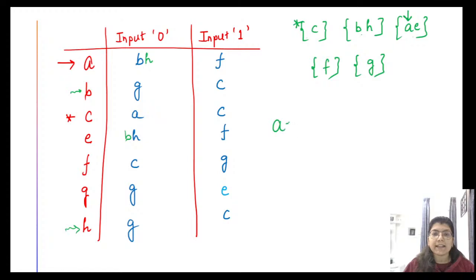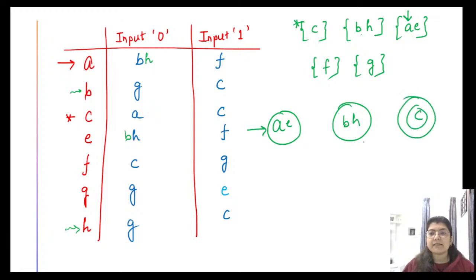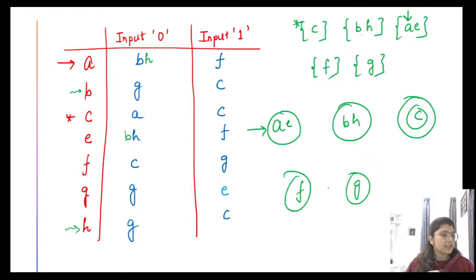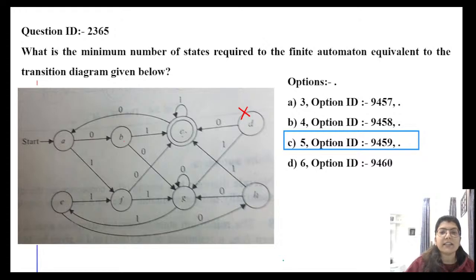So the diagram that you will make will look something like this. This one is your initial state, and then we will have BH somewhere over here. C will be our final state. Then we will have F and we will have G. Somewhat like this. So how many states do I have? Now I have 5 minimum states. So the correct answer will be option number C, that is 5. This is clear, everyone?